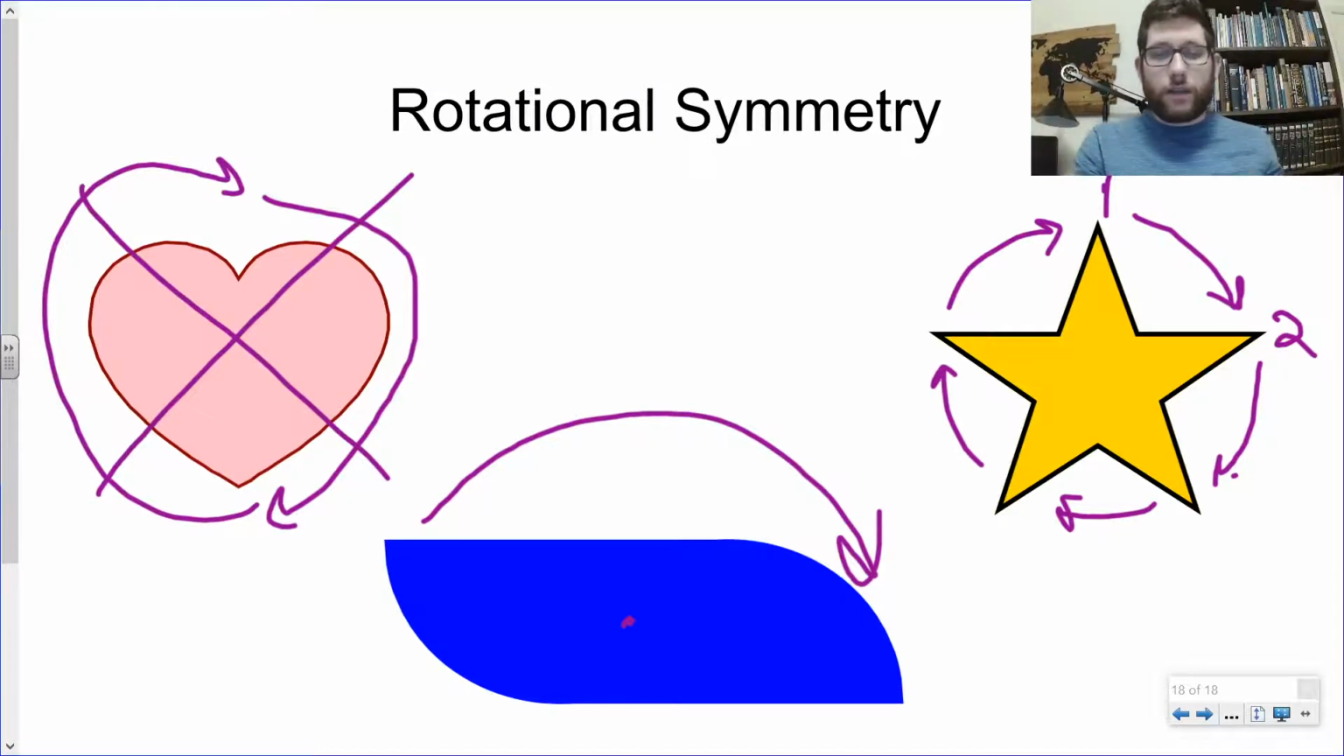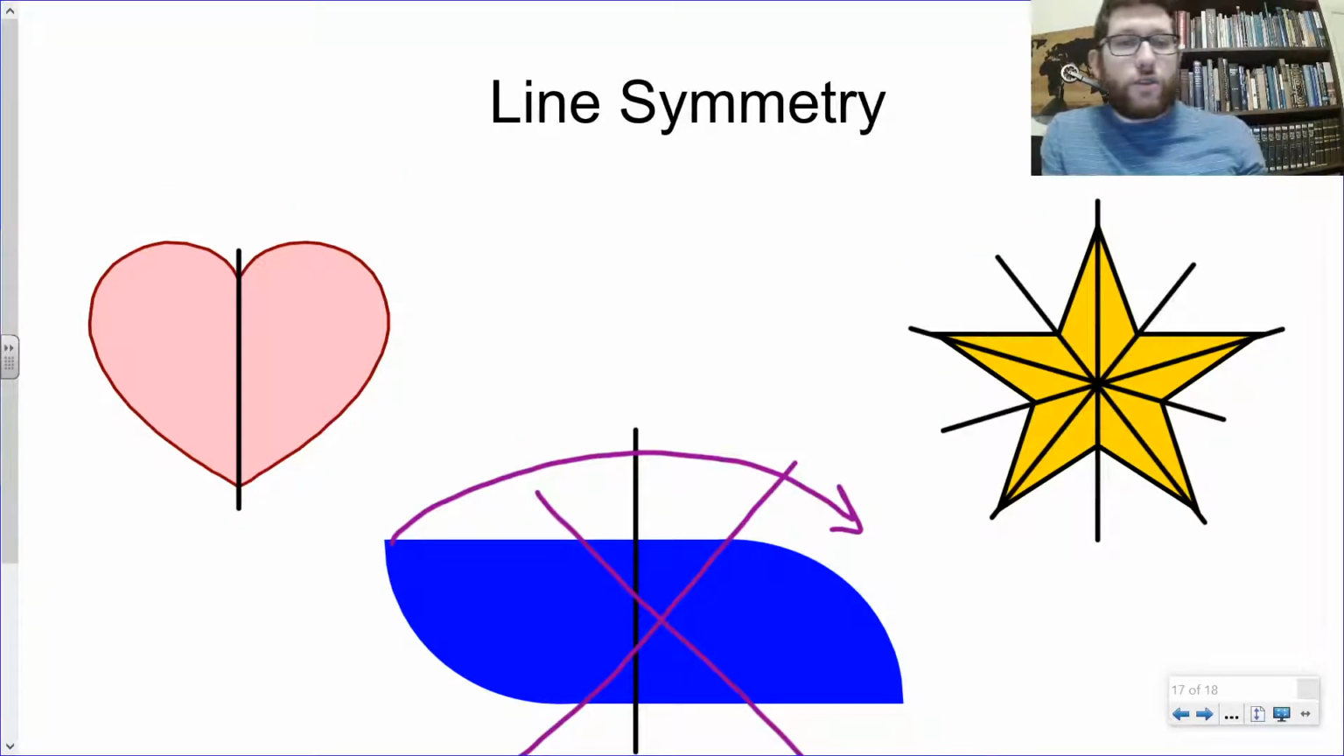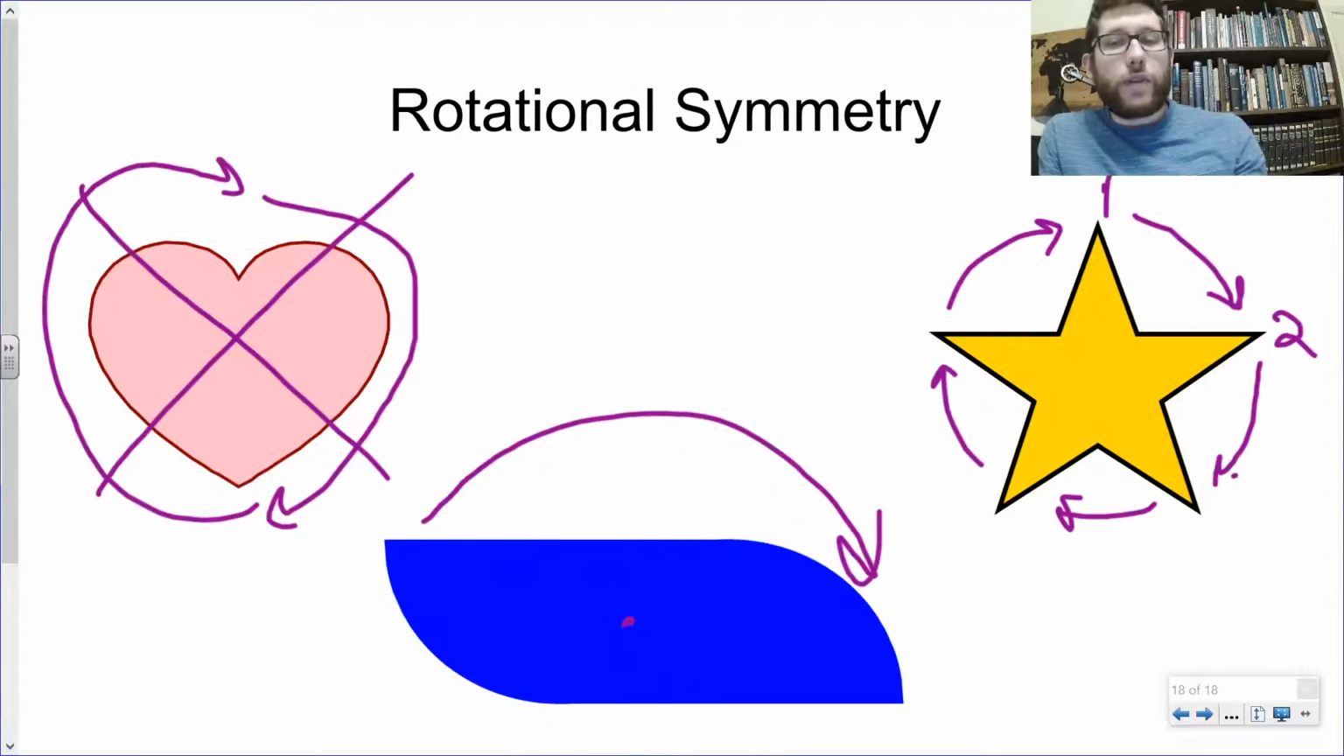So there's your 2 basic ideas. There's line symmetry, like the heart or the star, and there's rotational symmetry, like the star, this blue figure here. Both of those would have rotational symmetry. So just because the shape has line symmetry doesn't mean it has rotational symmetry. In the same way, just because it has line symmetry doesn't mean it doesn't have rotational symmetry.